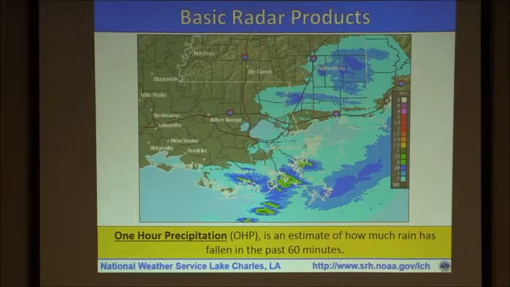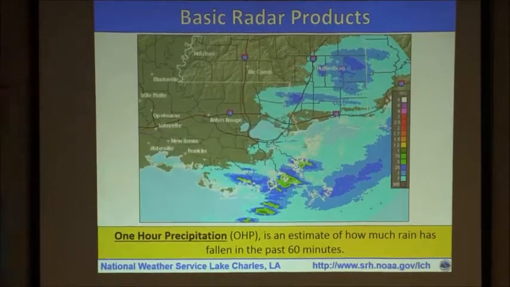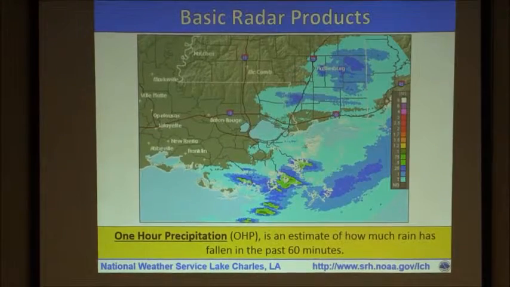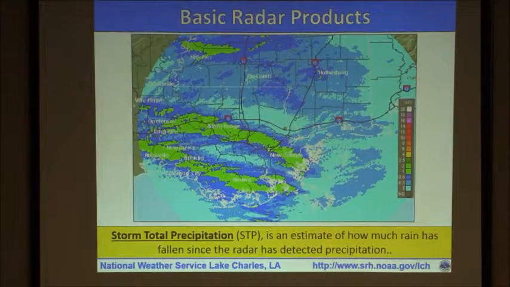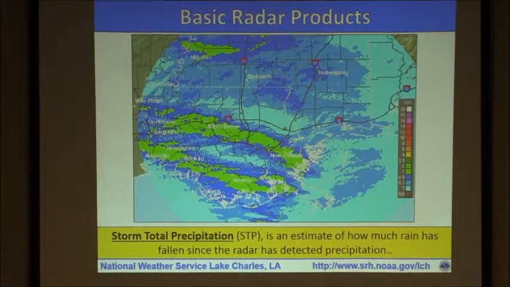This is an example from Slidell's radar, but there may be times where there are storms over the radar site and you're not going to see anything. In fact, if you look real closely, you can see where the radar site is right here. There's a little hole right over the radar site. Storm total precipitation is another one. It can give you several hours, or if it's been raining for several days, worth of rain totals as well.